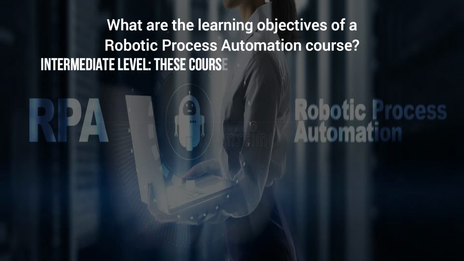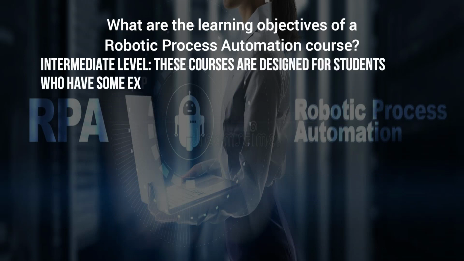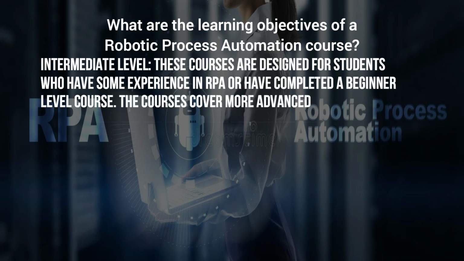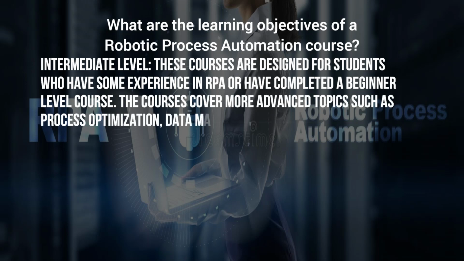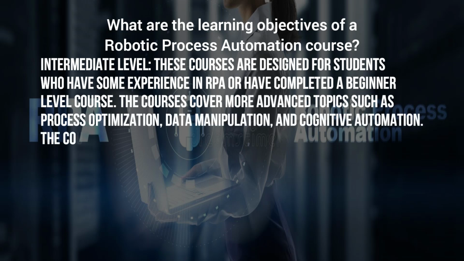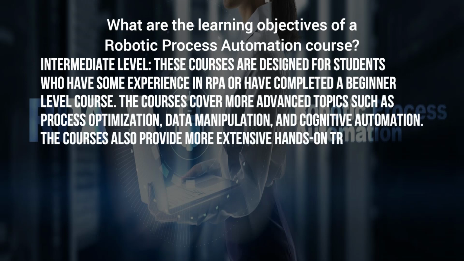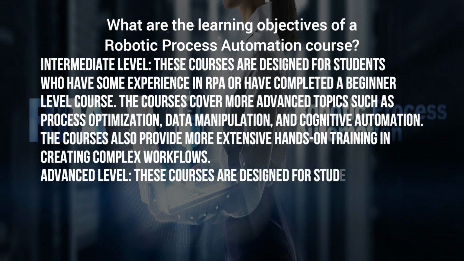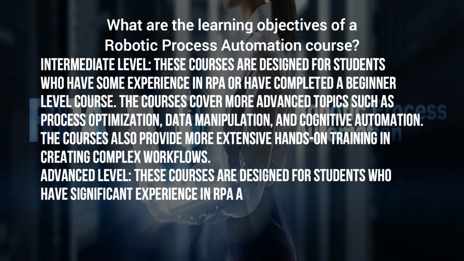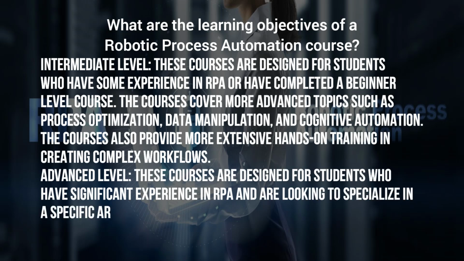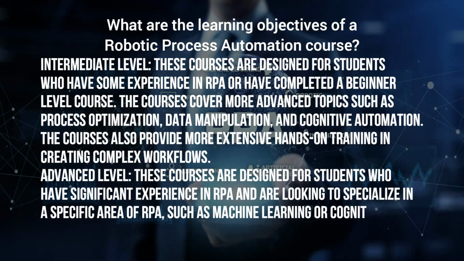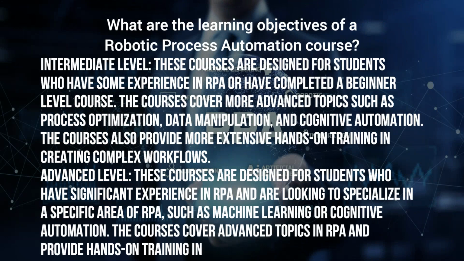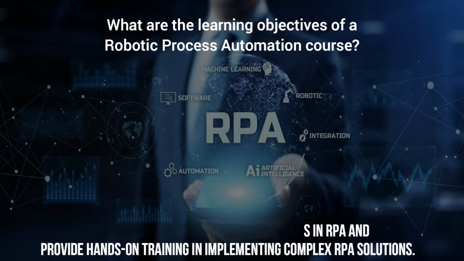Intermediate level. These courses are designed for students who have some experience in RPA or have completed a beginner-level course. The courses cover more advanced topics such as process optimization, data manipulation, and cognitive automation. The courses also provide more extensive hands-on training in creating complex workflows. Advanced level. These courses are designed for students who have significant experience in RPA and are looking to specialize in a specific area of RPA, such as machine learning or cognitive automation. The courses cover advanced topics in RPA and provide hands-on training in implementing complex RPA solutions.